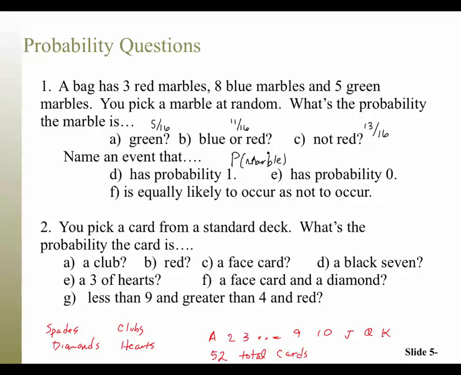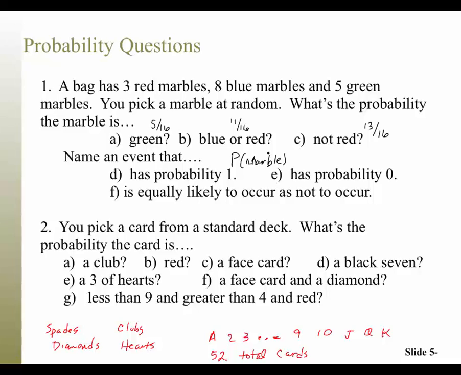What's that? Probability of a yellow marble. Yeah, pick just another color. Or the probability that you get a die. You're not going to get that. But probably any other color that's not shown.